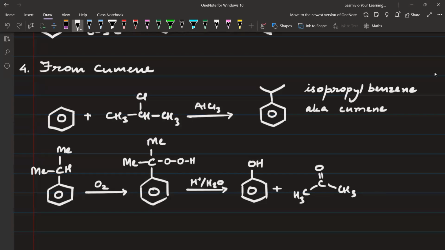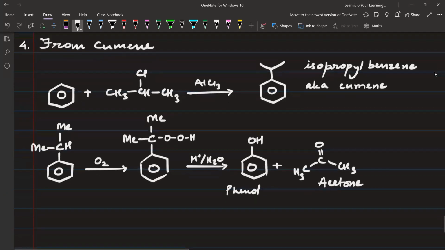Here we get two very important chemicals: phenol, which can be used for further preparation of other types of chemical compounds, and then we have one more important part, that is acetone. Now, acetone is a very famous solvent in organic chemistry. It can dissolve almost all the organic molecules. All the organic compounds which are almost non-polar or very weakly polar, it can dissolve all of them. So that is why this particular preparation is commercially very important.